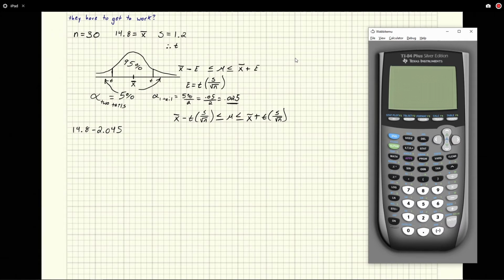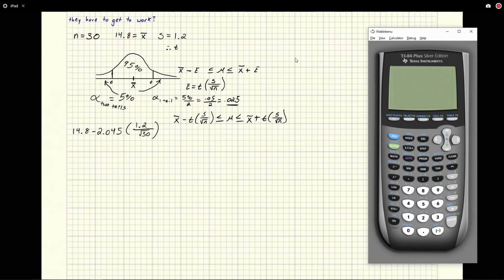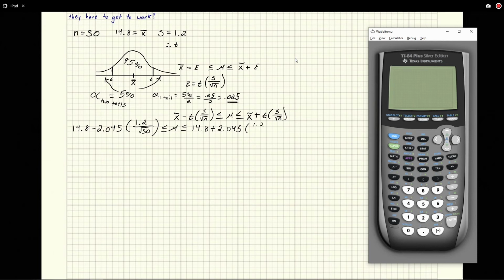So, okay, now that we have our t-score, we're going to do s. Now, our standard deviation is going to be 1.2. We were given that, and our n is 30. So this expression is going to give us our error. Then we're saying that the true mean, the population mean, is in the middle of this. And on the other side, it's just 14.8 plus the error, which is all of this stuff. We already found it, so it's going to be plus 2.045 times 1.2 over the square root of 30.